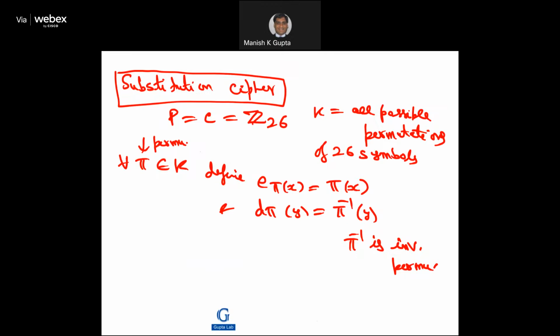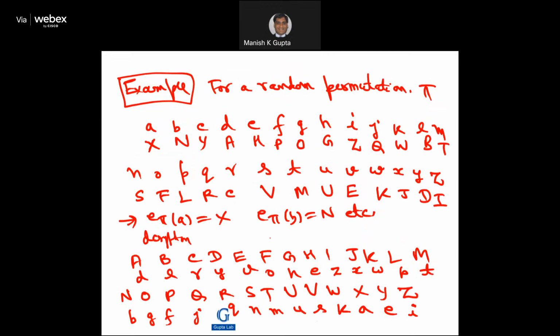So let me see how to do this. For a random permutation pi, for example, if you see here the small letters A, B, C, D, E, F, G are the actual symbols, and capital letters are the encrypted ones. So basically after applying the permutation, A goes to capital X, B goes to N, C goes to Y. We have written capital so that you know which one is encrypted, which one is plain.